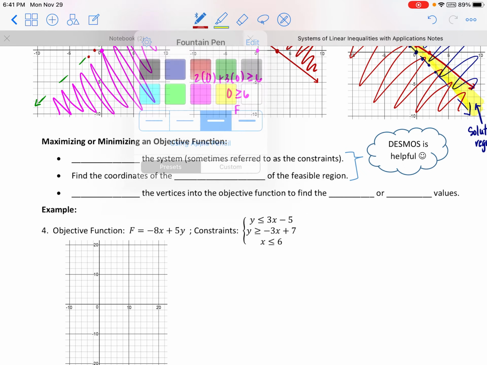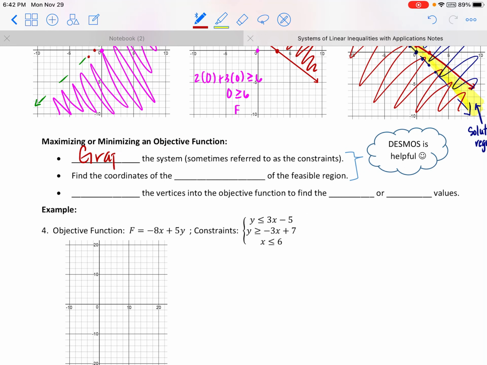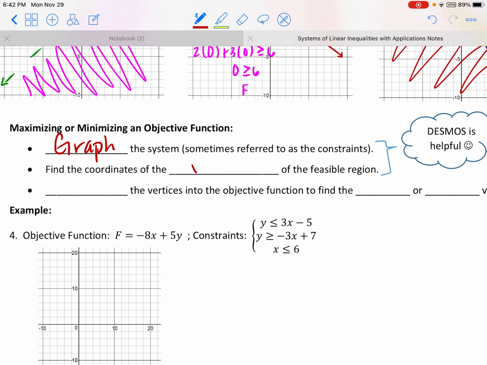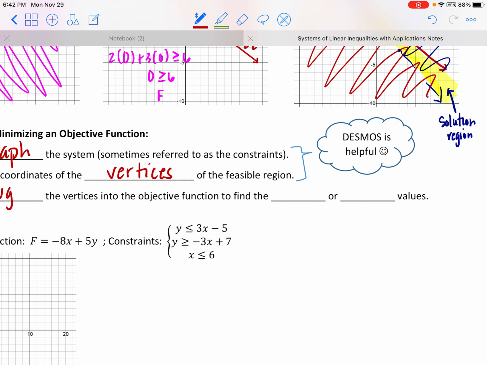What we're going to do is graph our system just like we did in that last example, and then we're going to try to find the coordinates of the vertices of our solution region. So what are the corners that are enclosing that feasible region? And then those vertices get plugged into our objective function, and the ones that produce the maximum or minimum values represent the maximum or minimum for our situation. So that'll be to find max or min values.